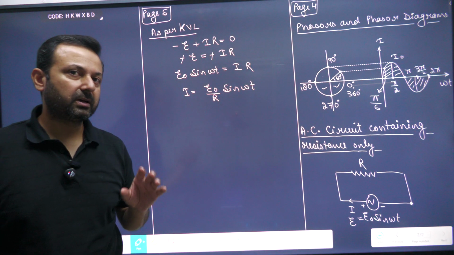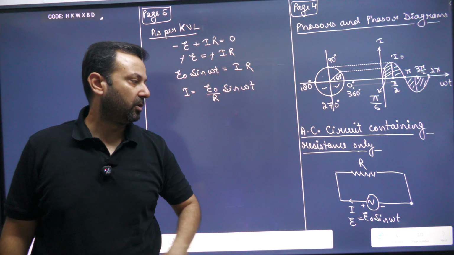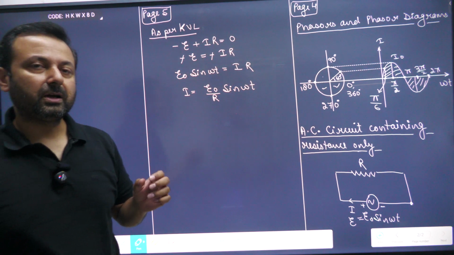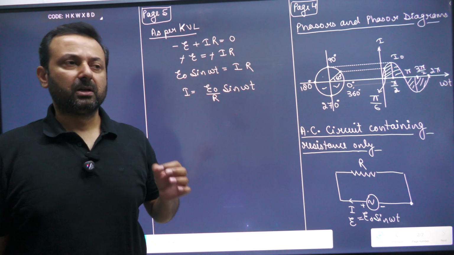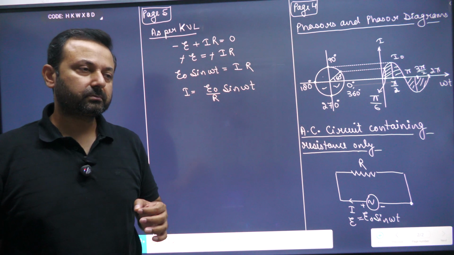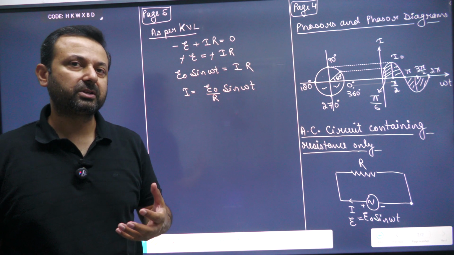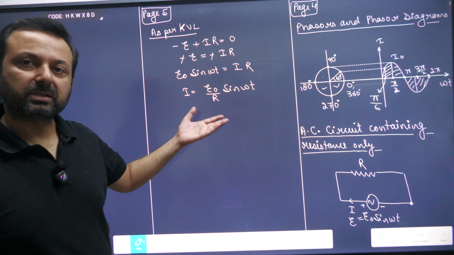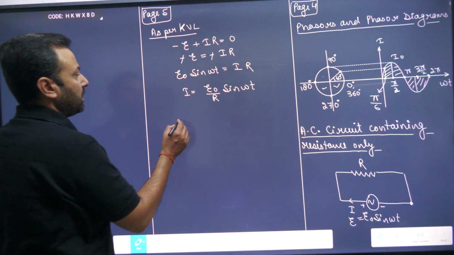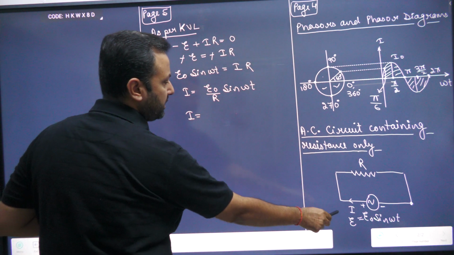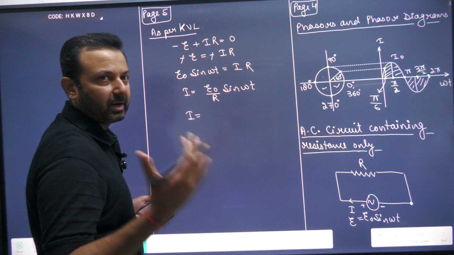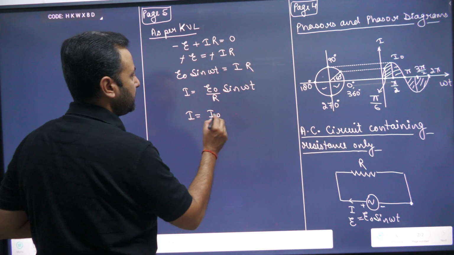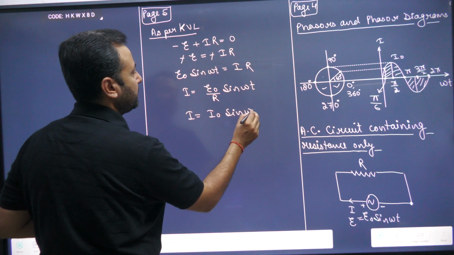Our purpose is just to check that initially we have taken the EMF of this voltage source as E equal to E naught sine omega t, and with the help of this, I want to find the relationship between I and I naught. What is I naught? Maximum voltage upon resistance is the maximum current. So I is equal to I naught sine omega t. With the help of E, I want to find the value of I. In this case, where the circuit contains only a resistance, I is equal to I naught sine omega t.